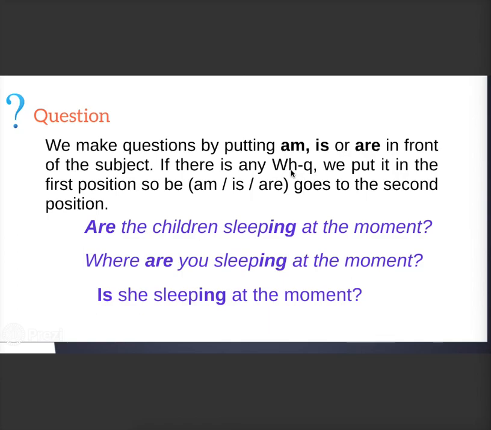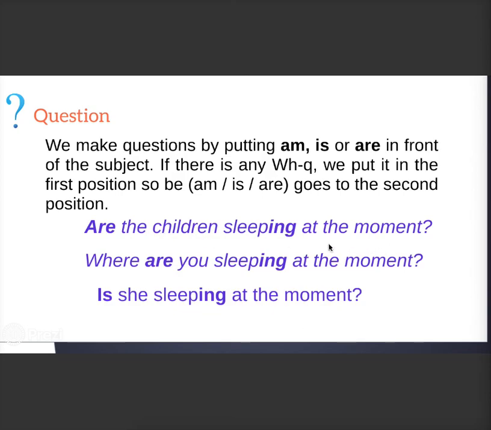Darle la vuelta. Be careful, guys, because once again, if you have WH questions, si tienes preguntas con WH, al igual que en el simple, pues va a ser lo primero que vamos a poner. Pero recuerden, lo único que tienen que hacer es hacerle switch. Primero va el verbo to be, después va el sujeto. Let's take a look at the examples.